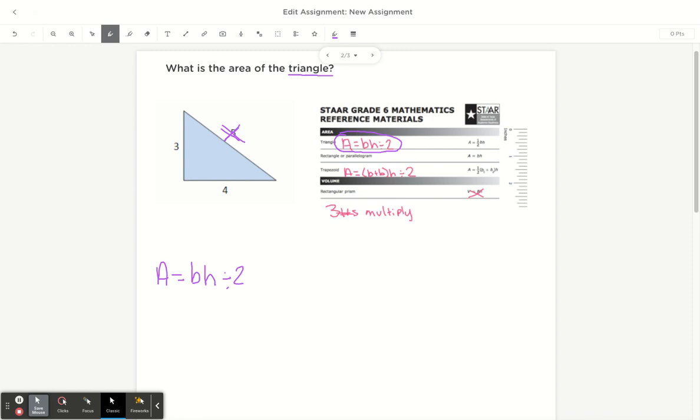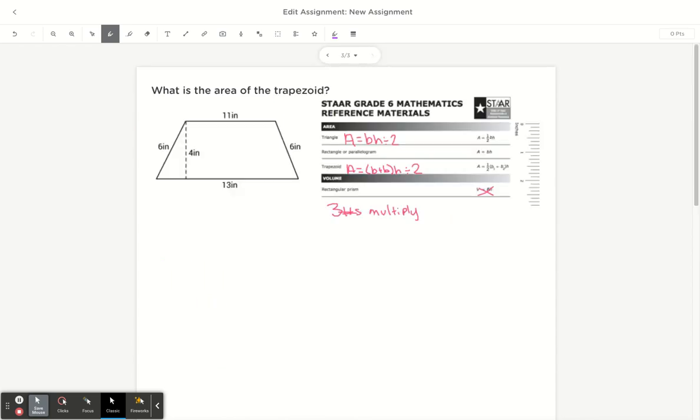So my base is 4 and my height is 3. So I multiply those things. But don't forget, we're going to divide by 2. And all I did was instead of multiplying by 1/2, I can divide by 2. It gets me the same thing, but it's easier on my calculator. 4 times 3 is 12. 12 divided by 2 is 6. So the area of this is 6 units squared. Notice how I wrote my formula, plugged in my numbers, and solved.